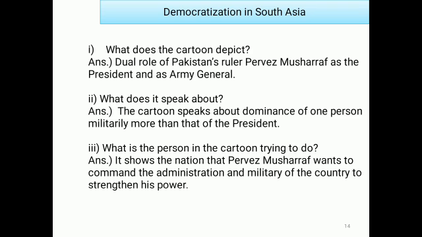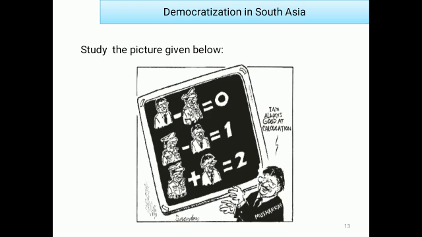What is the person in the cartoon trying to do? It shows the notion that Pervez Musharraf wants to command the administration and military of the country to strengthen his power. So that is the description of this cartoon. Just do it carefully.